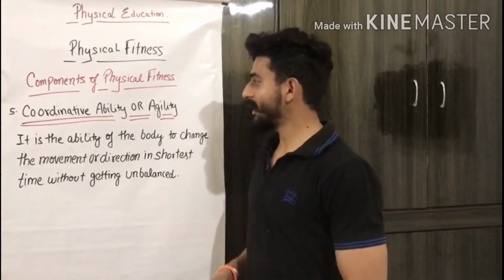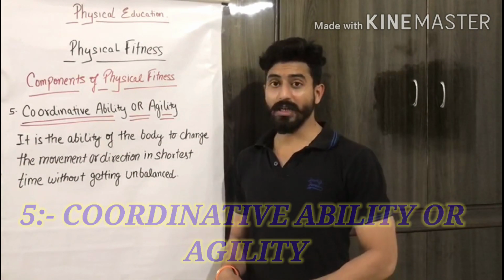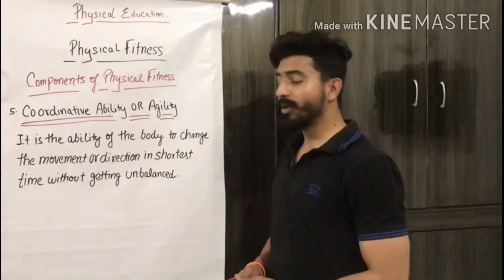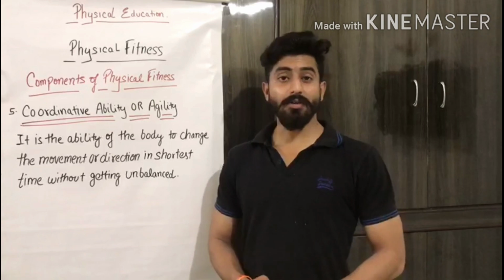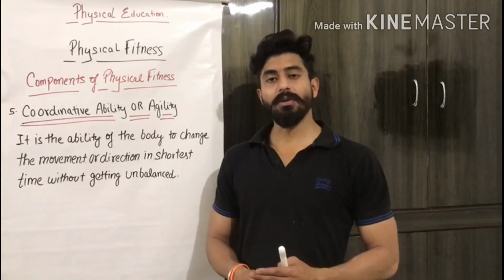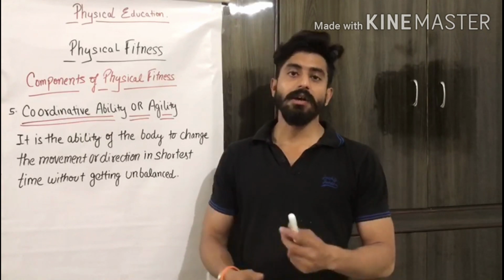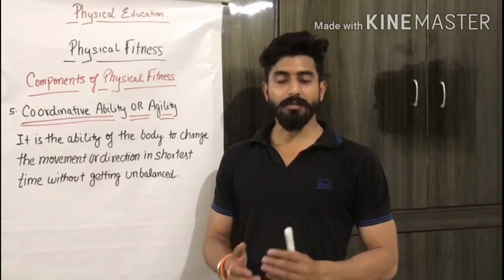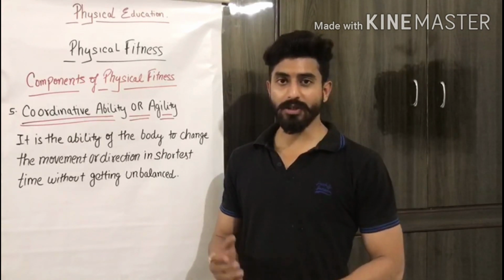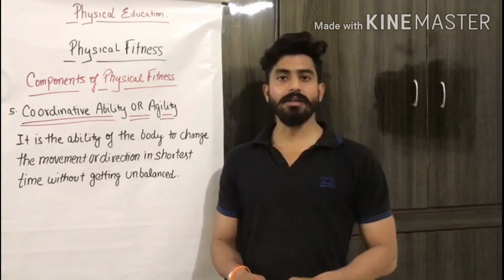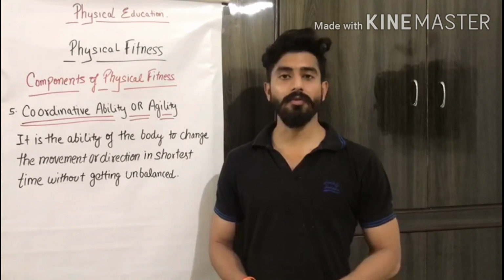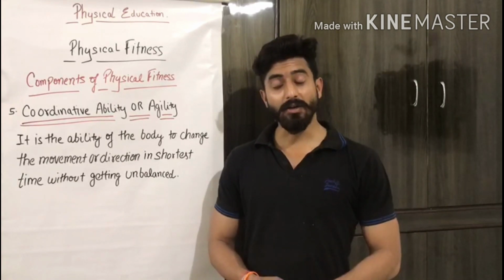The next component of physical fitness is coordinative ability or agility. It is the ability of the body to change the movement or direction in the shortest time without getting unbalanced. It can also be said as the combination of strength, speed, flexibility, endurance, and agility during the movement. It is a proper combination of all these components when your body is in movement position. This coordination depends upon your CNS, that is central nervous system, and is required in almost all.